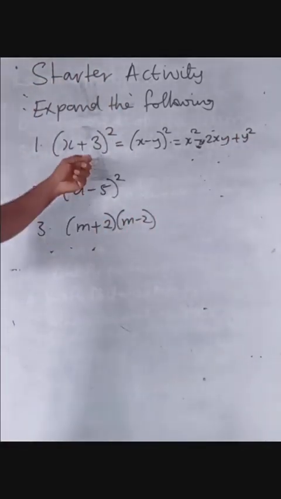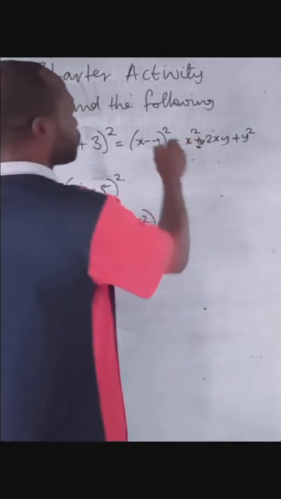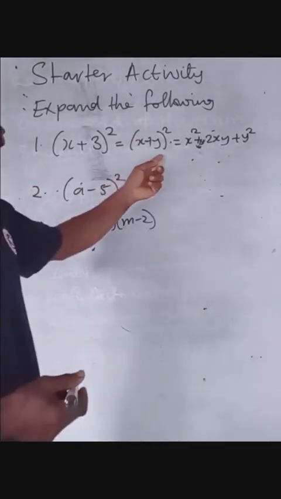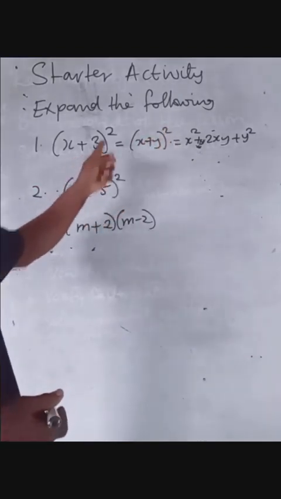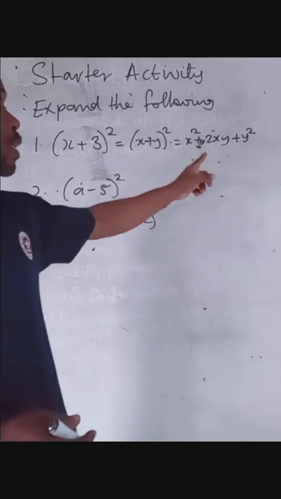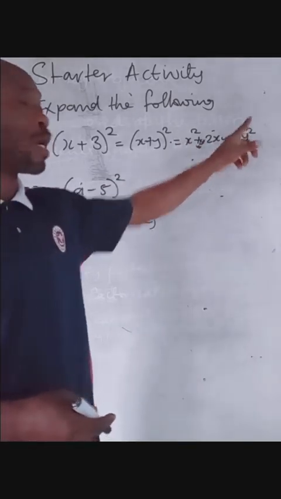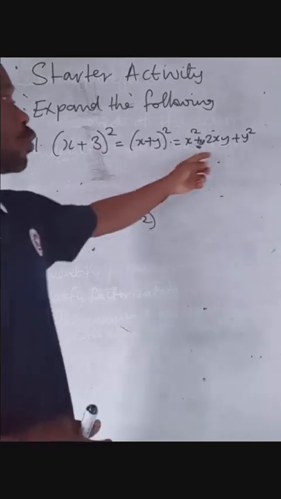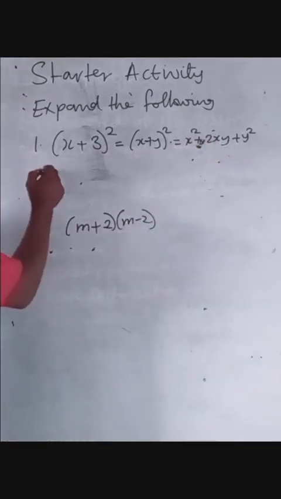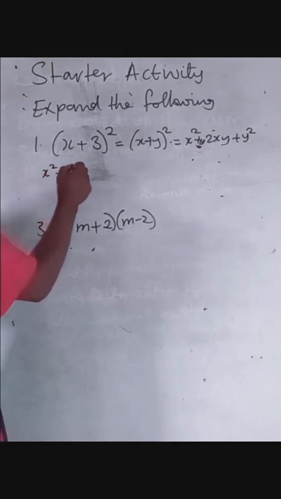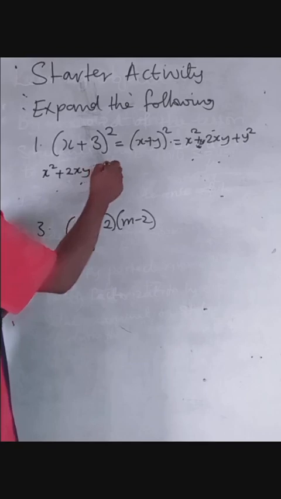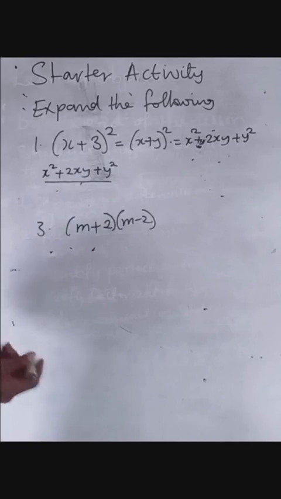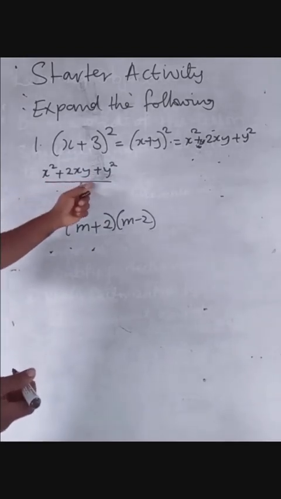So when you have this type of situation, this is the formula to apply. (x plus y) squared, similar to (x plus 3) squared, is equal to x squared plus 2xy plus y squared. So what we just need to do is to substitute values into this equation. So keep this formula in mind. You need to remember it: x squared plus 2xy plus y squared.